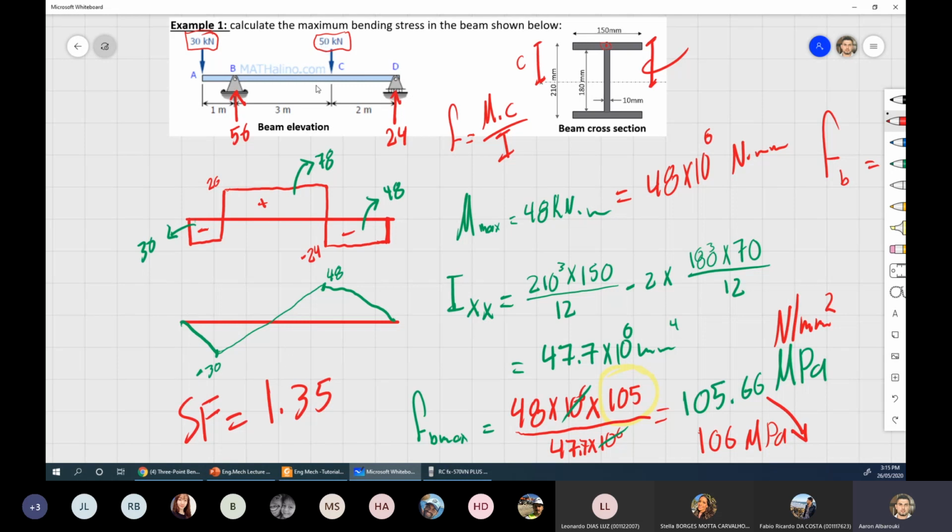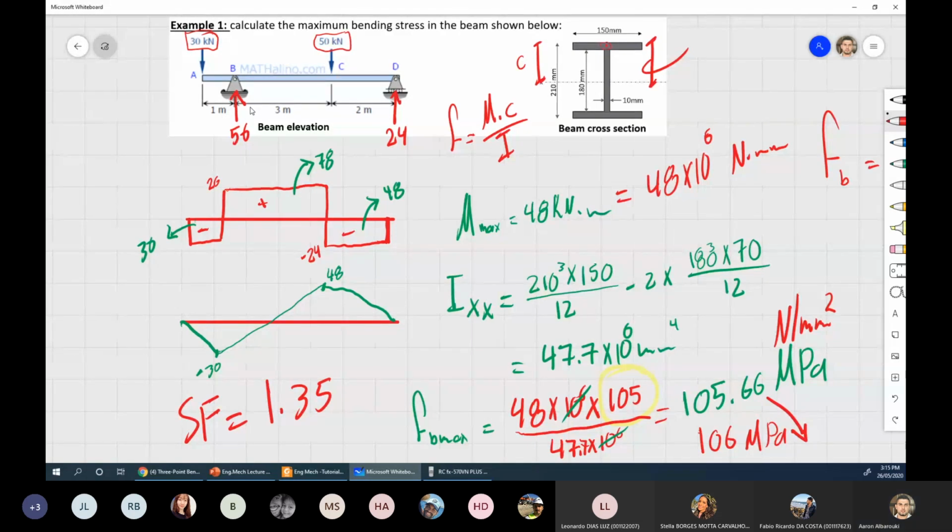Look at them. I multiply 50 by 1.35. That means I made my load 35% larger. And I made this load 35% larger. So I'm amplifying. I'm making my loads larger. Okay?